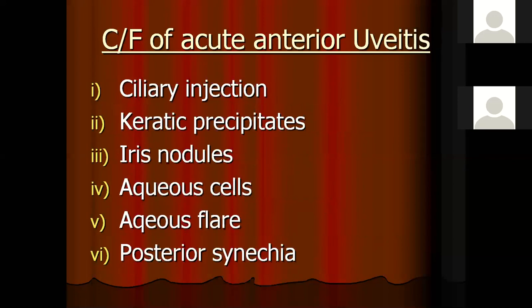Now come once again to anterior uveitis. We have already gone through the causes of anterior uveitis. Now about the clinical features of acute anterior uveitis. These are the 6 important clinical features of anterior uveitis: ciliary injection, keratic precipitates, iris nodules, aqueous cells, aqueous flare, and posterior synechia.